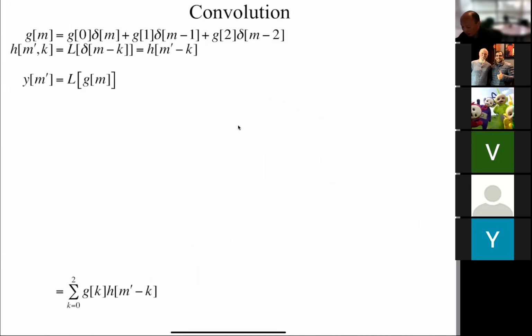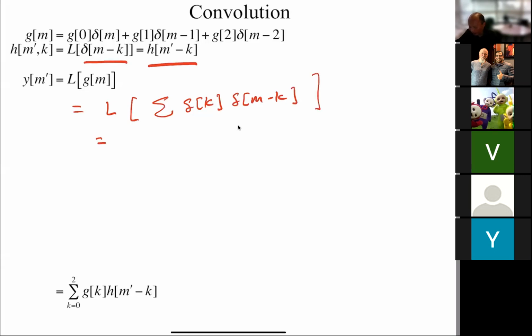So what does that allow us to do? Well, remember before we were saying that the response to any shifted impulse can be written as h of m prime minus k. Okay. So we can play the same game. We take our linear system L, it's just a weighted sum, g of k, delta of m minus k, right? And we can take the summation all the way into the middle, past the summation, past the scaling, and we have delta of m minus k.